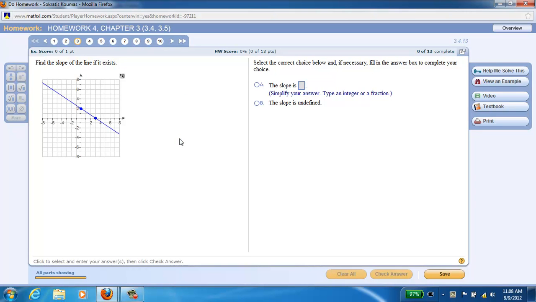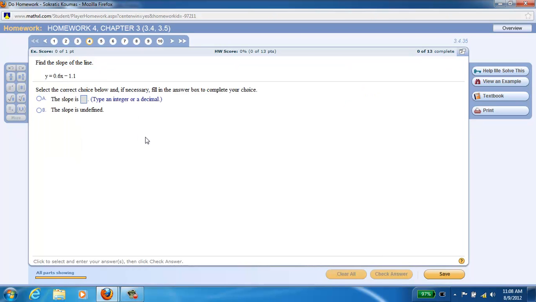Now, for problem number 3, you have to find the slope of the line. And you see the 2 points. The 2 points are going to be very helpful to figure it out. Problem number 4, from the equation you have directly the slope and the y-intercept.